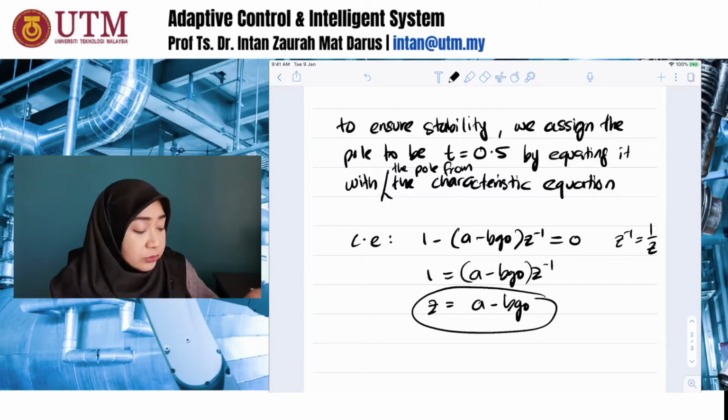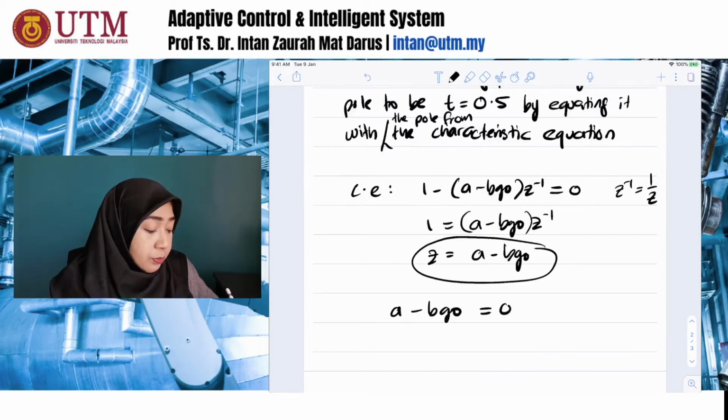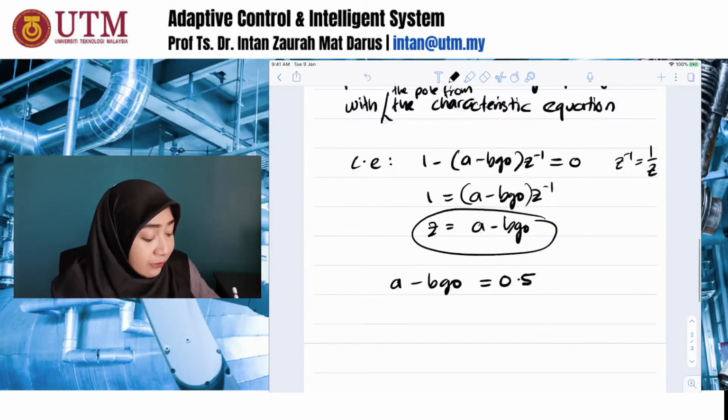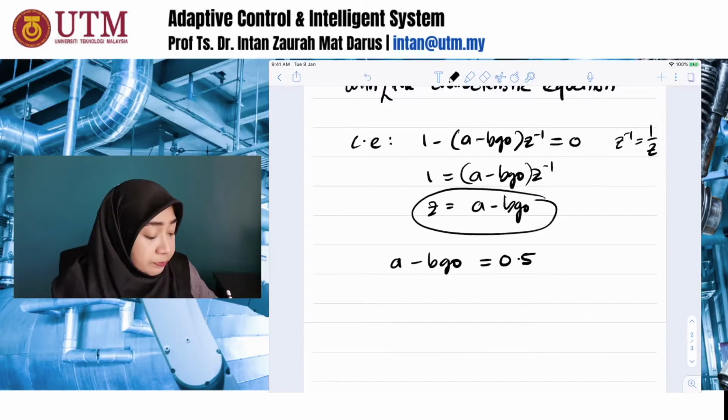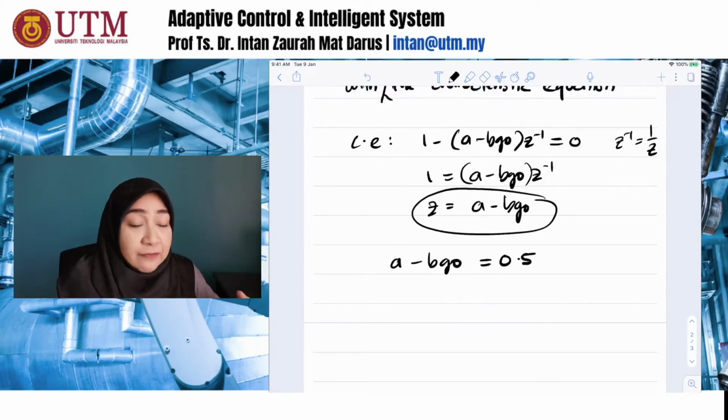So how to do that? We can just say that A minus B G naught is equal to 0.5. That's how you do it, all right? Straight away from here, we can find our G naught, because that is your controller. That is the value that you would like to know as a function of A and B. So you can see that it is a function of the parameters of your system.